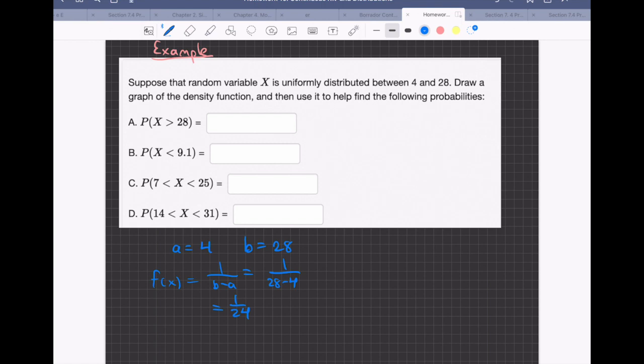So if you want to do a graph for this, it's only the function at 1 over 24, a constant function, like this, but only from 4 up to 28. Let's say that here is the 4, and here the 28. This is not the right scale, it's only representative.